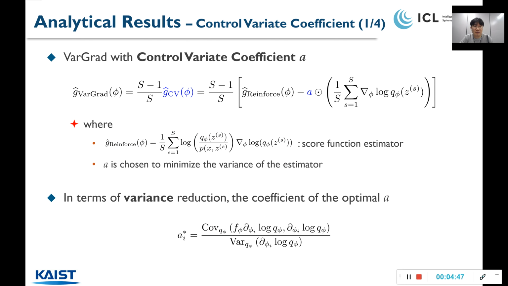With a control variate coefficient, the VarGrad estimator is represented as shown here, where G hat of REINFORCE is score function estimator, and A is chosen to minimize the variance of estimator. In terms of variance reduction, the coefficient of the optimal A is defined as shown here.